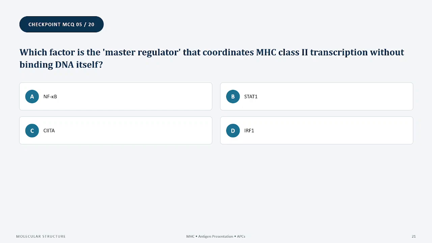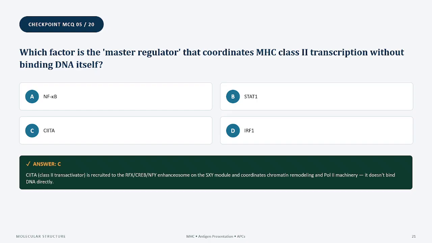Right. Which factor is the master regulator that coordinates MHC class 2 transcription without binding DNA itself? Yes. The class 2 transactivator, CIITA, which is recruited by this enhanceosome on the SXY module and coordinates the chromatin remodeling and the Pol 2 machinery. So it does not bind the DNA directly. Yes.